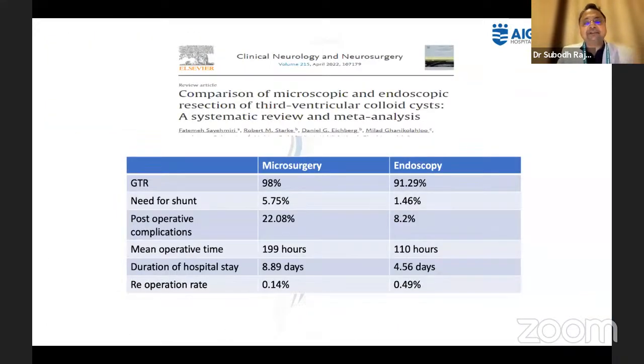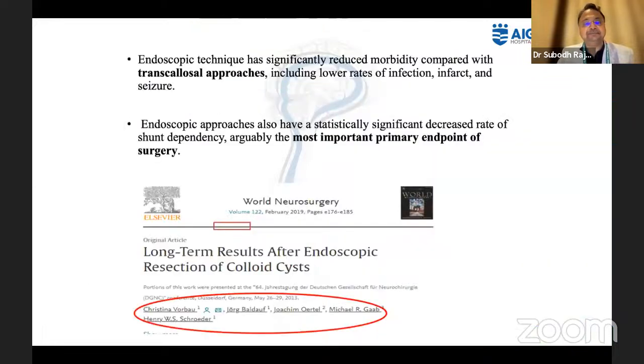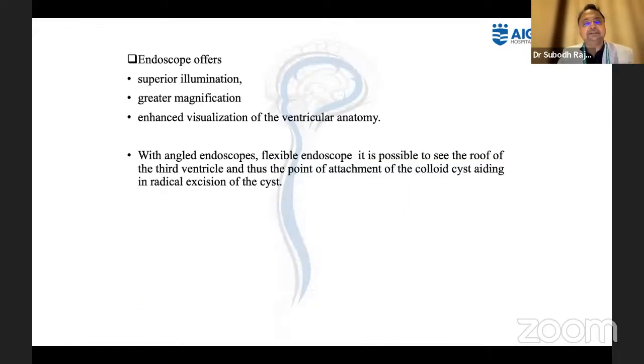We see this, and there are a number of papers available. I'll not go into more detail because these things are known: microsurgery gives a more radical excision than endoscopy, and complications are more in microsurgery compared to endoscopy. This is the basic fundamental of all the meta-analyses and comparative analyses available to date in the literature. The endoscopic approach also has a decreased rate of shunt dependency. That's also a very important thing.